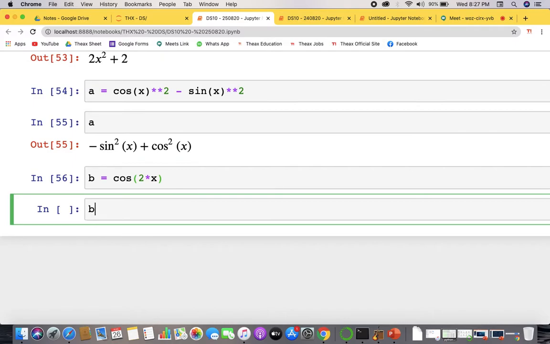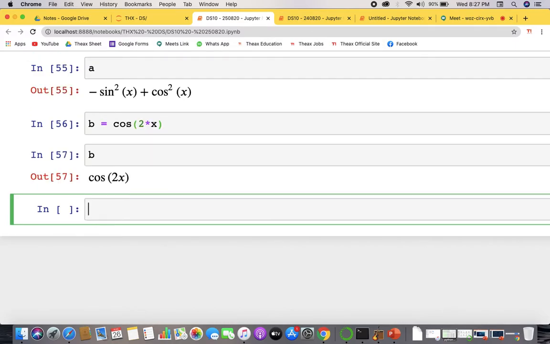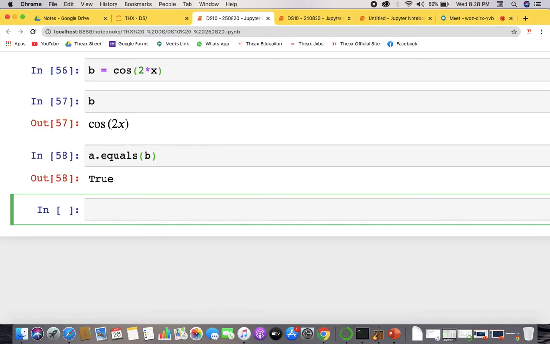Okay, so this is my b, that is cos 2x. If I want to test whether two expressions are equal or not, so this is cos 2x and this is cos square x minus sine square x, and I'm going to check whether both of these expressions are equal. So I'll write a equals b, that results as true. So that is equal.